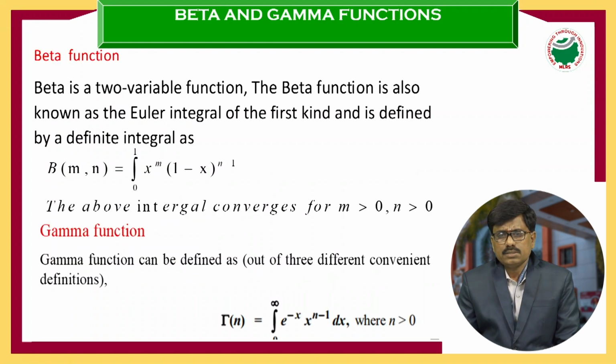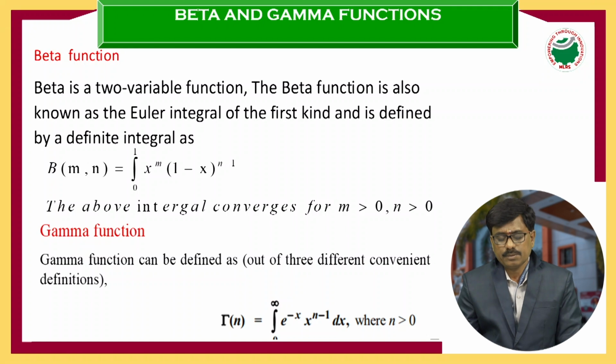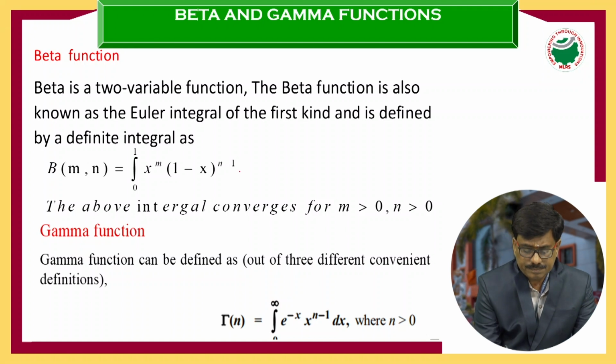Let me talk about the definition of the beta function once again. What is the definition of the beta function? What are the properties of the beta function? And also further I am going to explain the gamma function and its properties also. Let us take the beta function. I discussed the beta function.